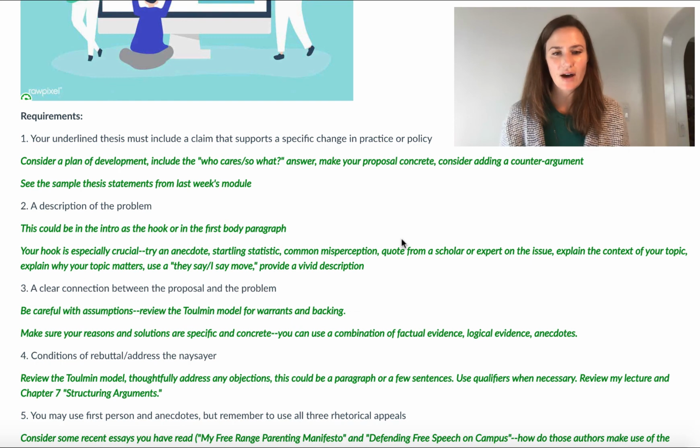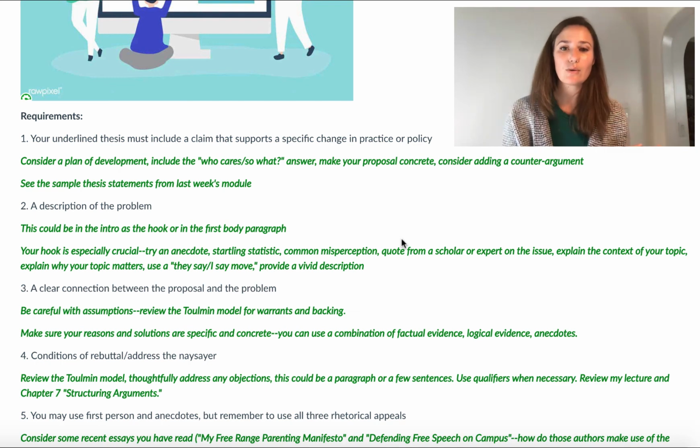Somewhere in your essay, you have to have the conditions of rebuttal or address the naysayer. So, of course, you want to review the Toulmin model. You want to thoughtfully answer or address any objections. Remember, this is really important because you're going to be making some sort of argument about something we need to do to improve peers. So you want to think about what somebody might say. What would a reasonable person say who maybe disagrees with your point of view?